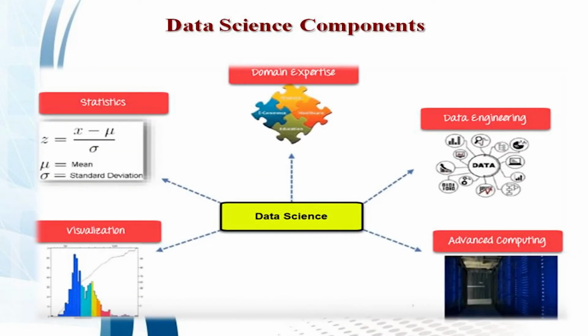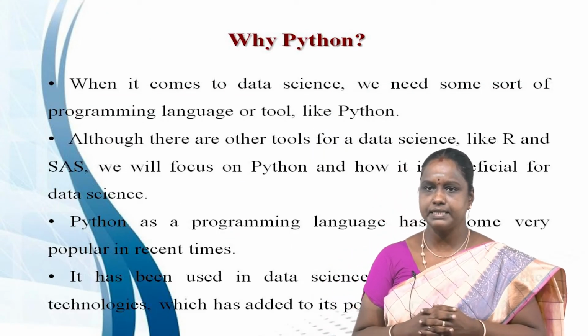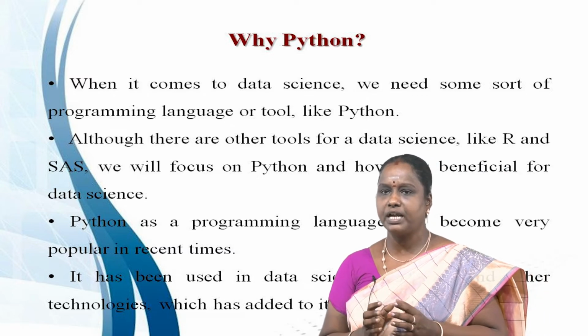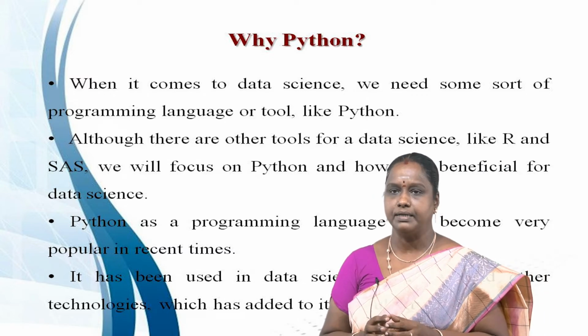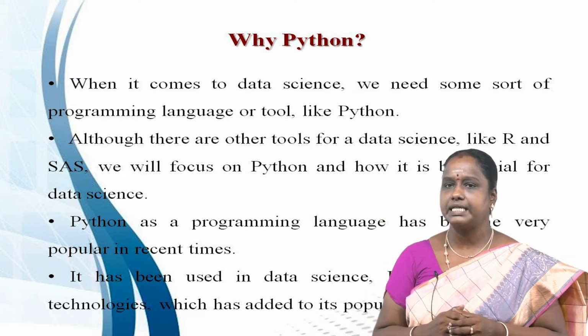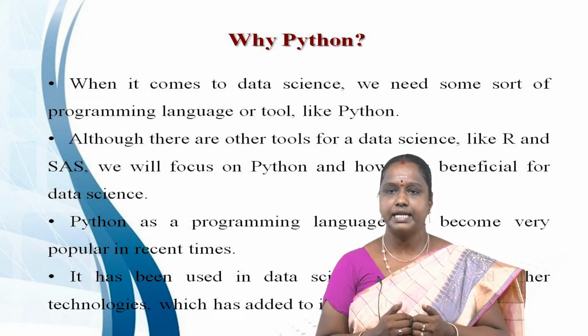Here we see the various components used in data science. Some of them we utilize in data science. Next, some of the tools we utilize in data science. Mainly we use Python or SQL, SAS, MATLAB, Java, etc. These are all the tools for data science. Next, when it comes to data science, we need some programming language or tool like Python. Although there are other tools for data science like R and SAS, we will focus on Python and how it is beneficial for data science.